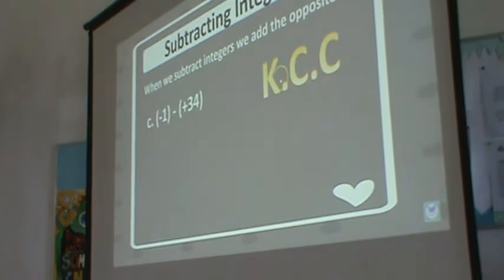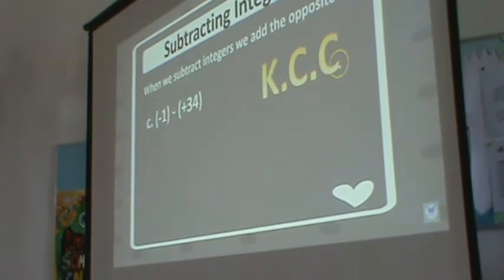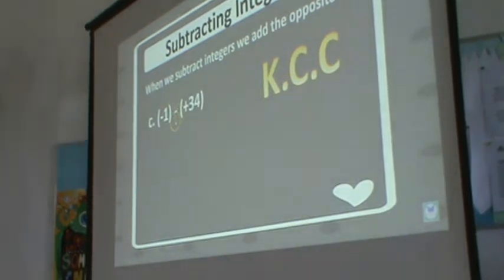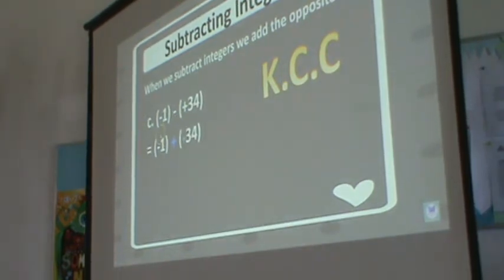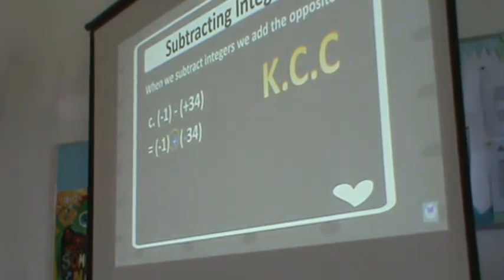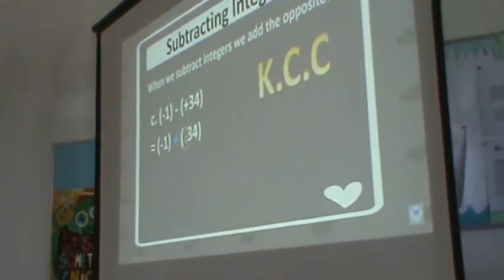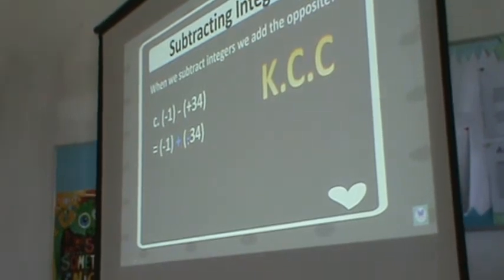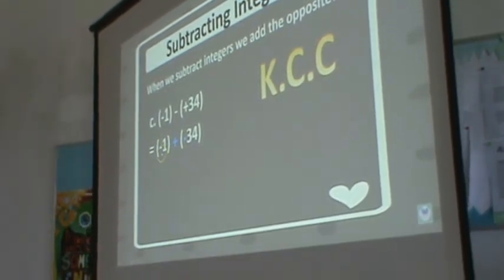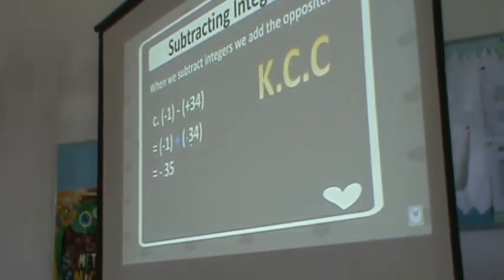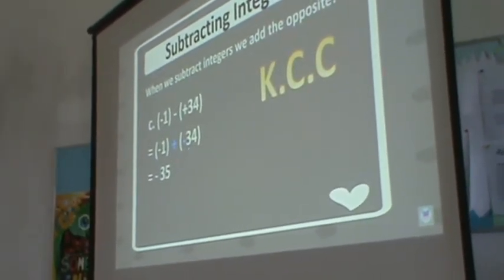Okay, so once you know the KCC, which is keep, change, change, then you do the same as you were doing with the addition. So I owe 1, I see a subtraction sign. Keep it, immediately I'm going to change it to plus, and change it to the opposite. If it is positive, change it to negative. Now I speak to myself, tell myself the story. I owe 1 and I owe 34, so I'm owing 35.